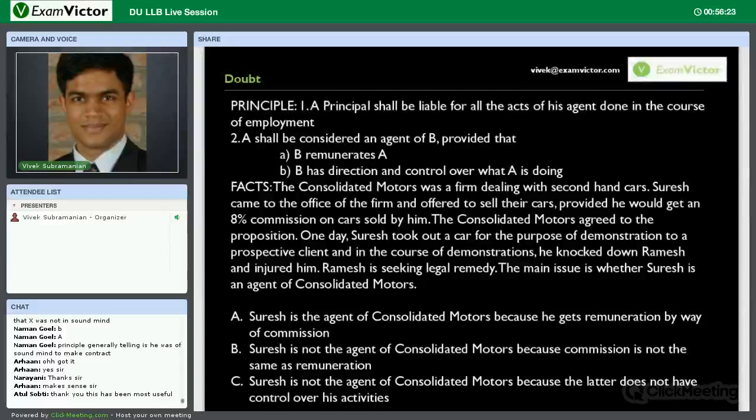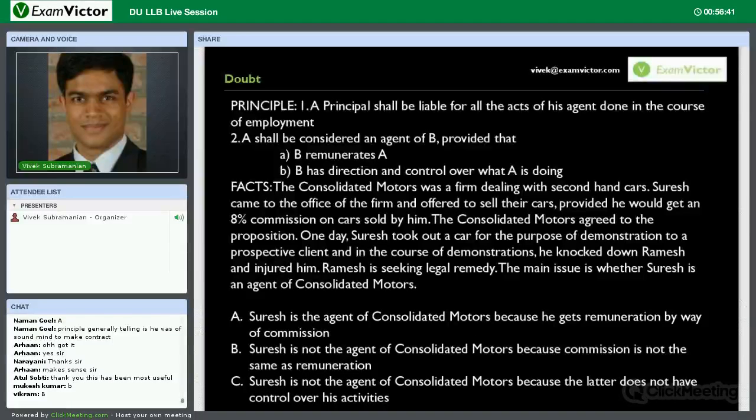So the first part is not relevant here. In the first part of the principle, it says that a principal shall be liable for all the acts of his agent done in the course of his employment. We are concerned with the second part as to whether on the given facts Suresh can be treated as an agent of the Consolidated Motors or not. So let's consider it for half a minute.